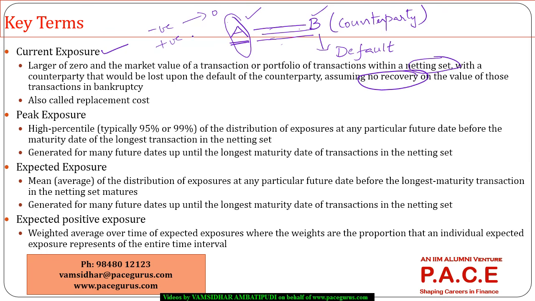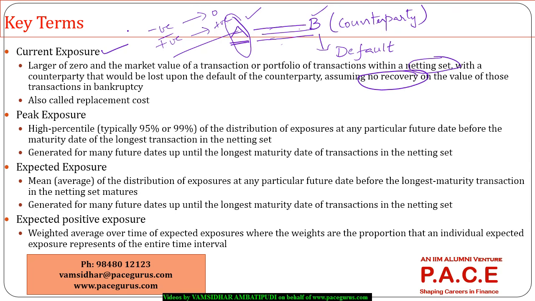If it is positive, I'll treat it as the positive value itself, because if it is negative, it means that when B has defaulted, A has to pay B. So A is not having any kind of exposure there. But if B has to pay A and B has defaulted, that is where we talk about the exposure existing for A, because B is defaulting and A is having a loss because of B's default.